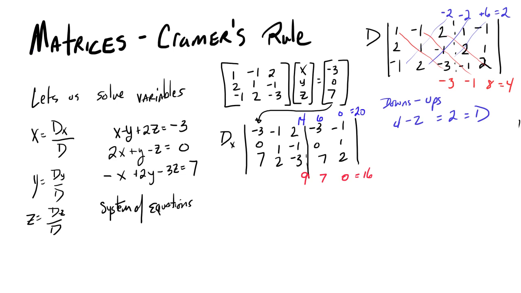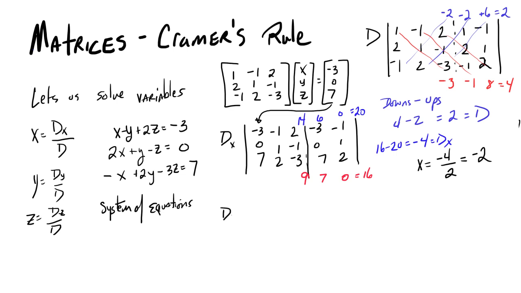So now remember this, downs minus ups. So 16 minus 20 equals -4. That is dx. So now we do what the formula says. The formula said x equals the determinant for the x, which in this case is -4, over the determinant for the original problem, which is 2. So when I clean it up, I get -2. That's the x value.